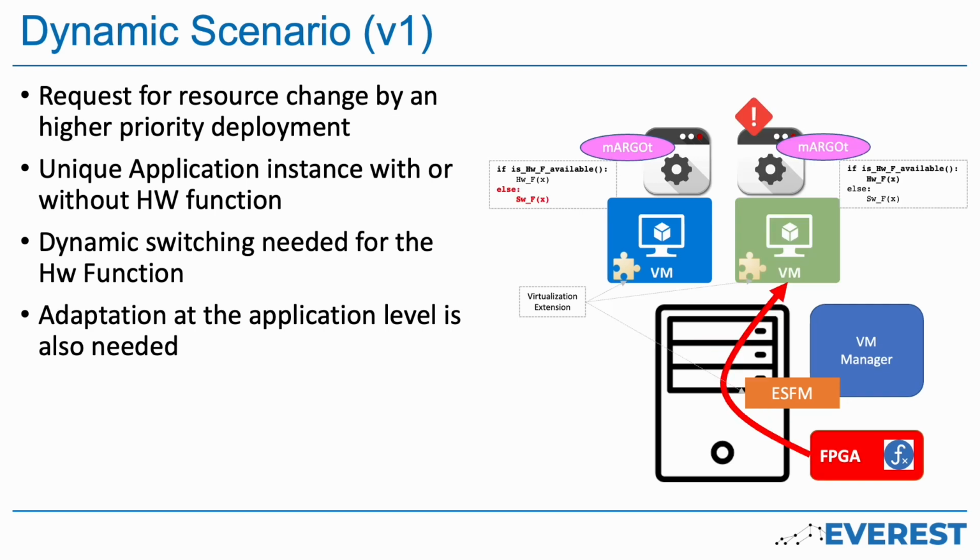As a consequence, the virtual machine manager decides to remove the hardware function from the previous virtual machine, the blue one in the image, that is still running, and attach it to the new virtual machine. This scenario demonstrates how the flexibility introduced by the EVEREST runtime enabled the infrastructure with a better management of the FPGA resources.